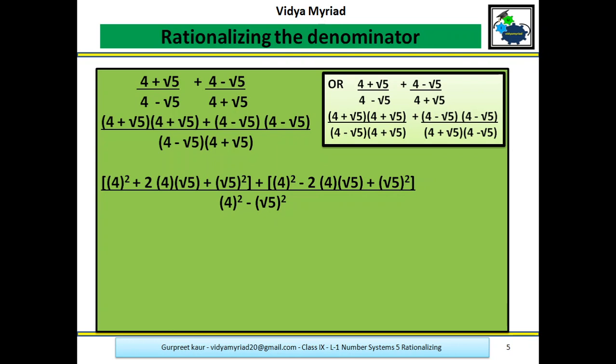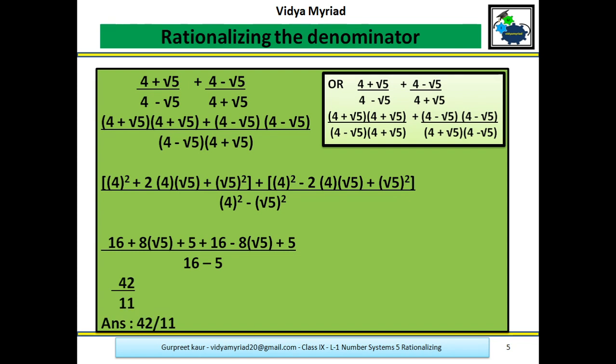These identities you must remember thoroughly to apply here. Now when I solve it, you will see plus 8 root 5 and minus 8 root 5 get cancelled and you get 42 upon 11 as your answer.